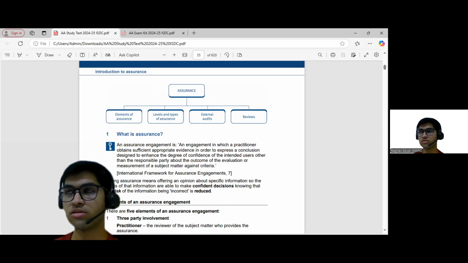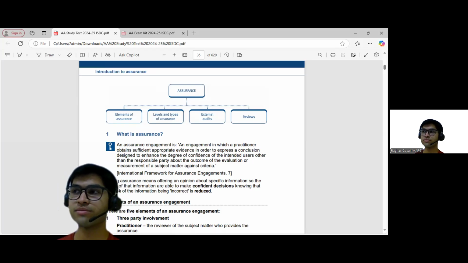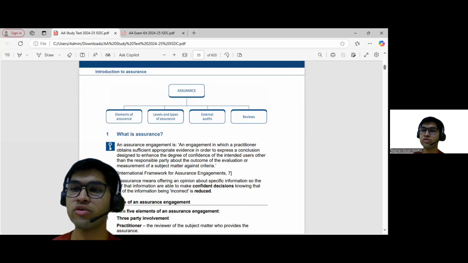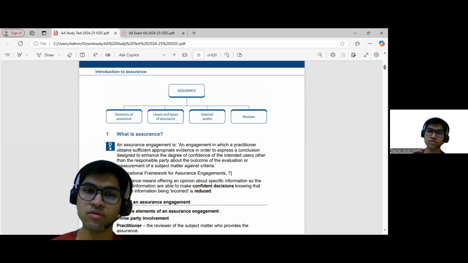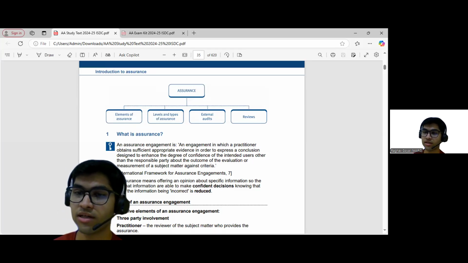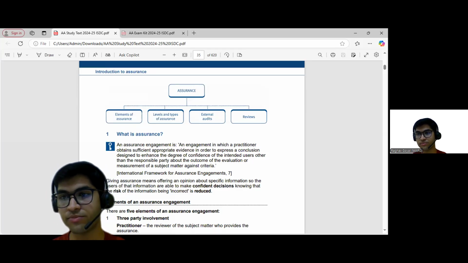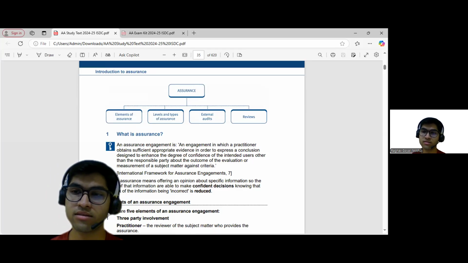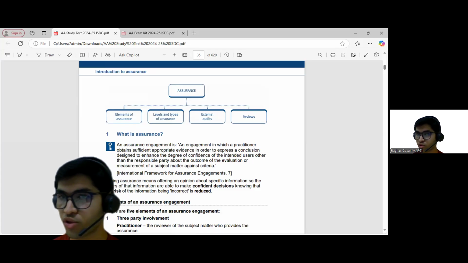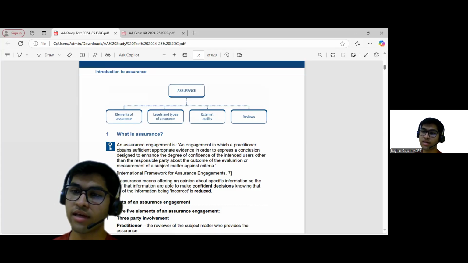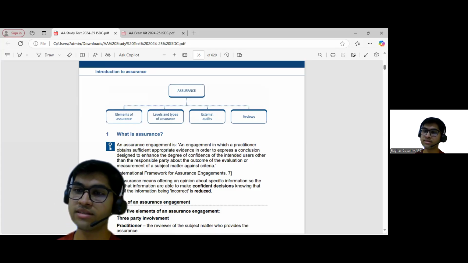So what is assurance? In its simplest terms, we can say assurance is basically assuring someone, giving someone confidence, giving someone the surety. So in the context of audit and assurance, what does it mean? It basically means giving assurance over the subject matter that this is correct and this is true and fair, so that the person who will be using that subject matter can make informed decisions and place reliance on your opinion on that subject matter.